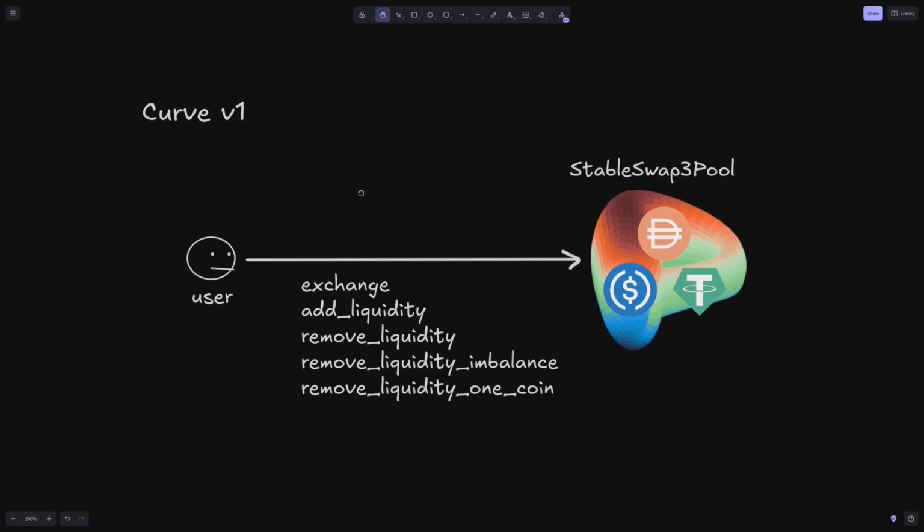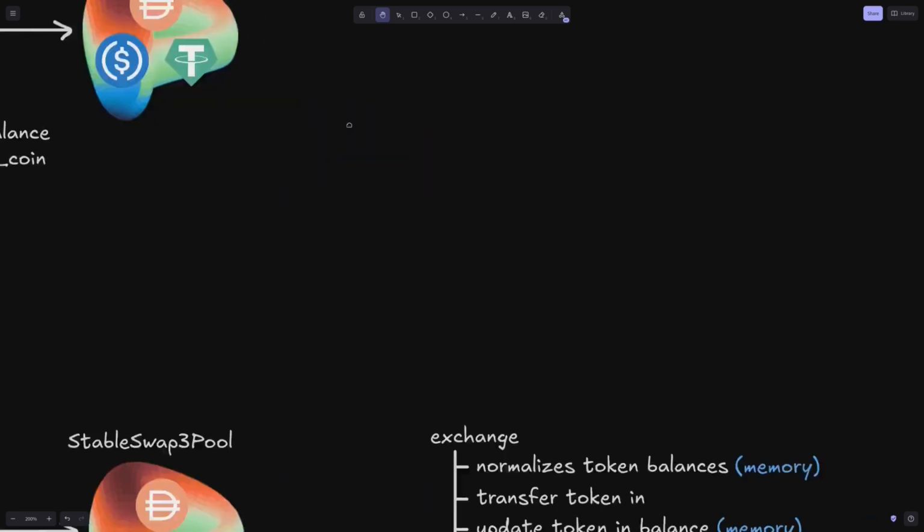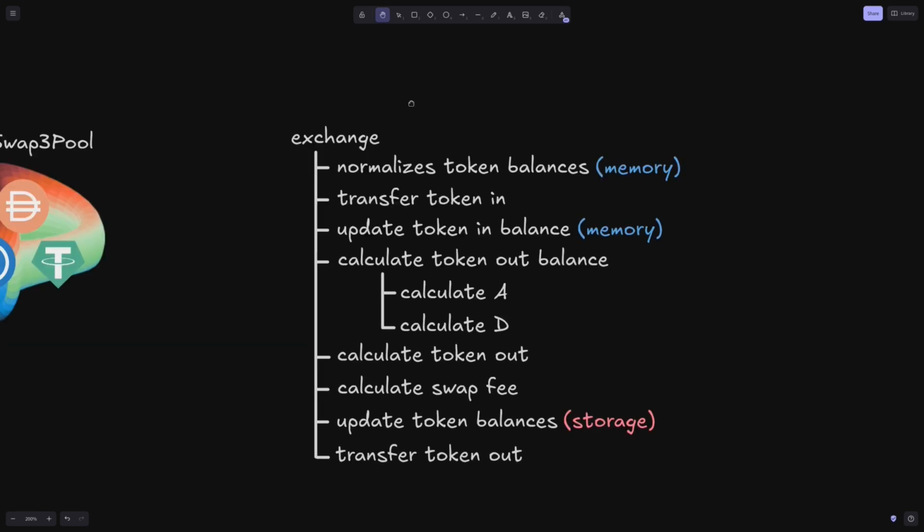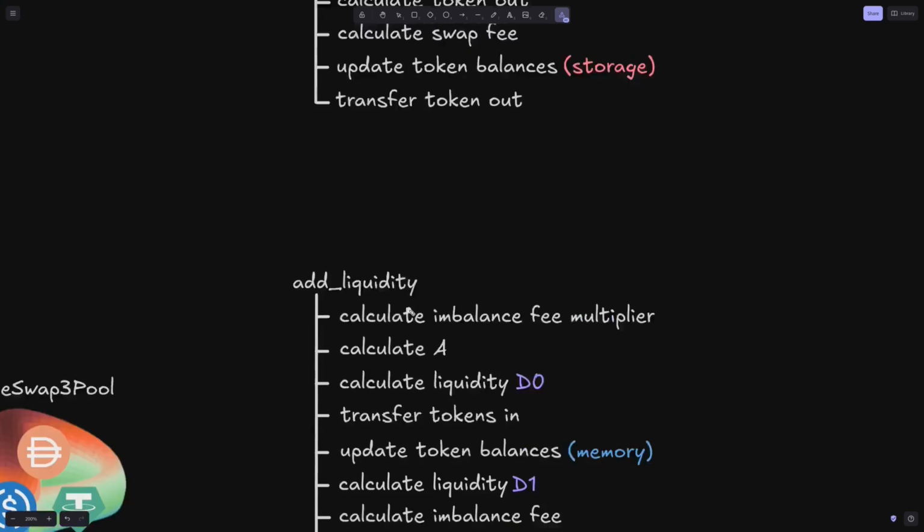There's a common pattern for the way the codes are executed when the functions exchange, add liquidity, and some of the functions for remove liquidity are called on the StableSwap 3-pool contract. The pattern that you'll see throughout the code inside these functions are that they first calculate the A parameter and then calculate the liquidity D. For example, take a look at the outline for the function exchange. Inside this outline, we can see over here that it calculates A and then it calculates D. Let's take a look at another example.